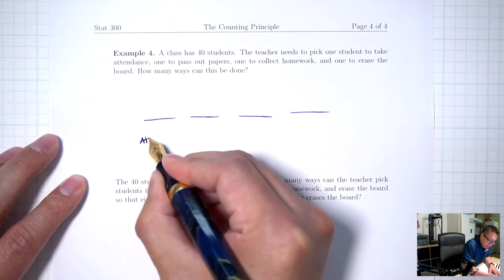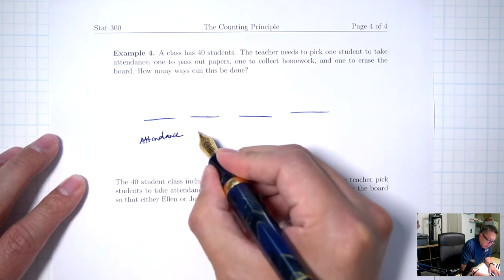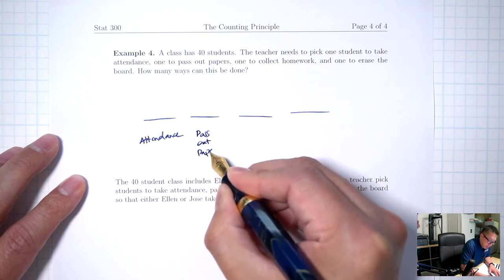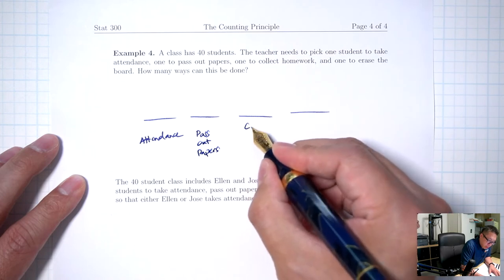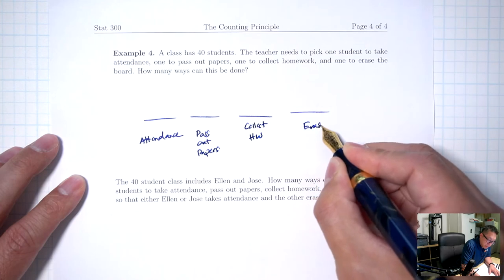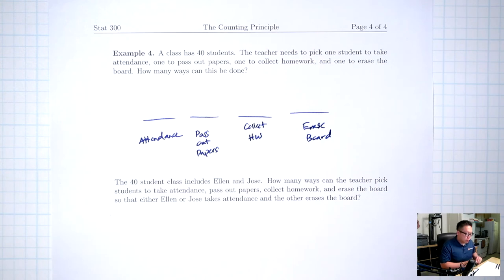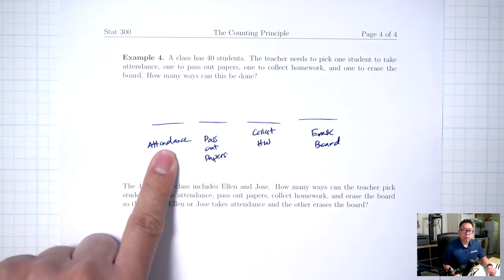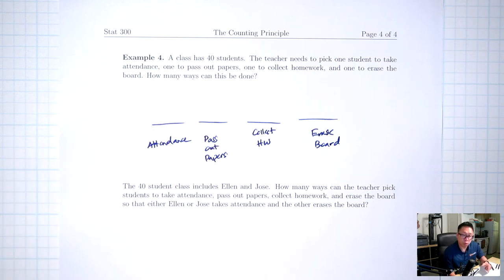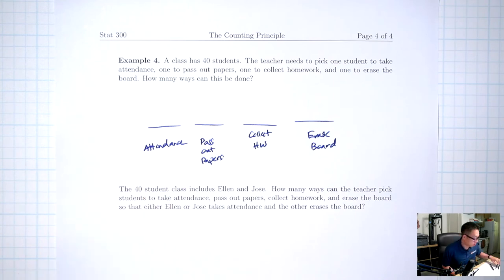The first one is for the attendance person. Second one, pass out papers. Third one is collect homework. And then erase board. Okay. First blank, how many options do I have for the person who takes attendance? The class has 40 students, which means I have 40 options I can pick for the person who takes attendance. So 40.